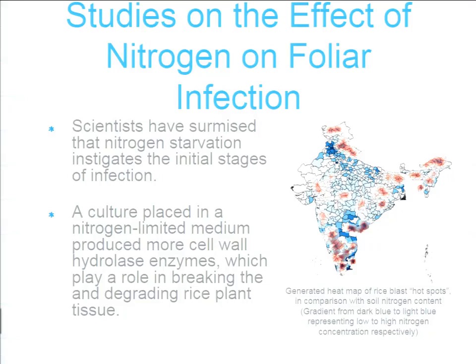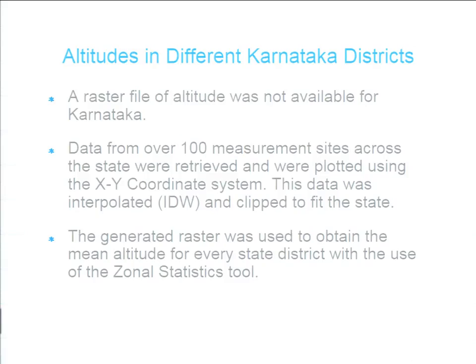And then I also considered nitrogen availability in the rhizosphere around the soil, because this was mainly based on past studies that suggested that nitrogen can actually act as a defense mechanism for the plant, but in nitrogen-starved conditions, the fungus actually feels stressed and it instigates its initial stages of pathogenesis. So that's why I considered nitrogen availability.